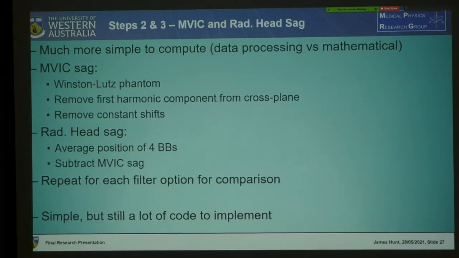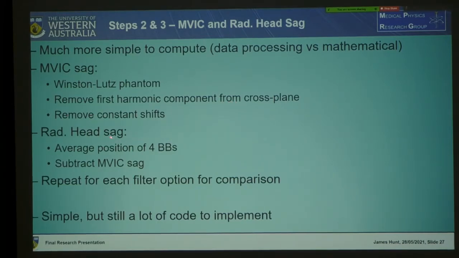That proved a lot more. Just quickly, steps 2 and 3 that I mentioned, the actual sag. These were much more simple to compute than all the mathematics of the filtering. For the MVIC sag, we used the Winston-Lutz phantom. We removed the first harmonic component from the cross-plane to account for any changes there. We also removed constant shifts from both of them.